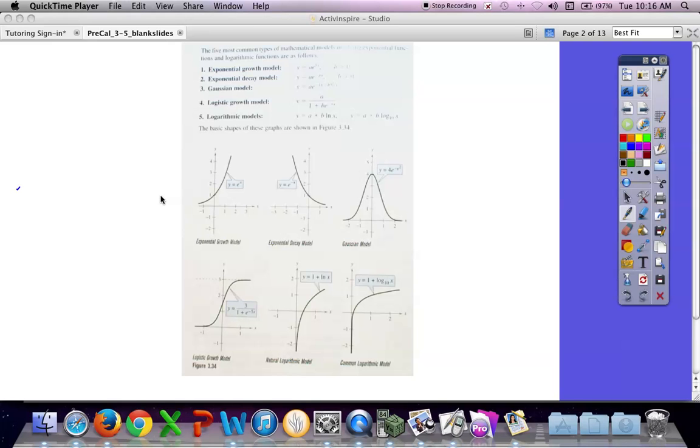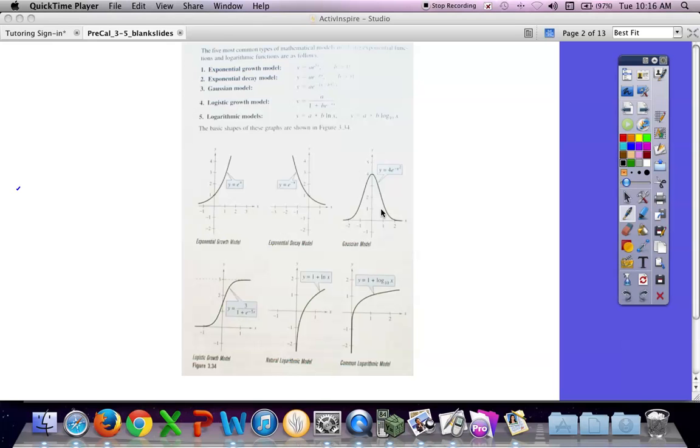Basically, word problems with logarithms and exponentials. The models that they describe here at the beginning, this is the first page of the section. The first one is exponential growth. We're already familiar with that. The next one is exponential decay. We're already familiar with that.